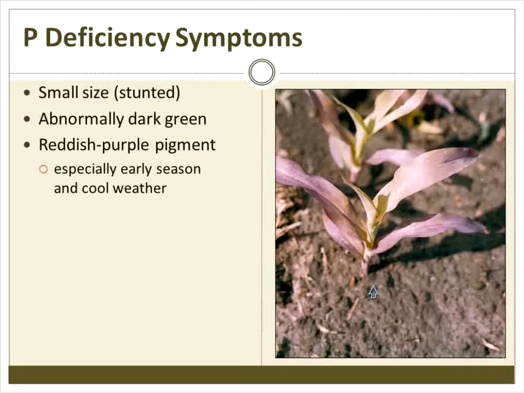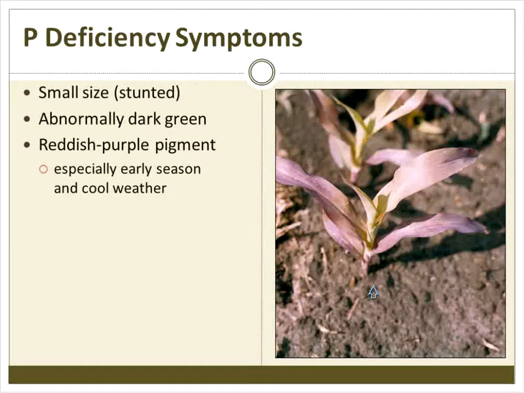It can also result in abnormally dark green plants. Now, how can this happen? Well, if a plant, because of the phosphorus situation, is stunted, you may have a lot of chlorophyll packed into a smaller plant.